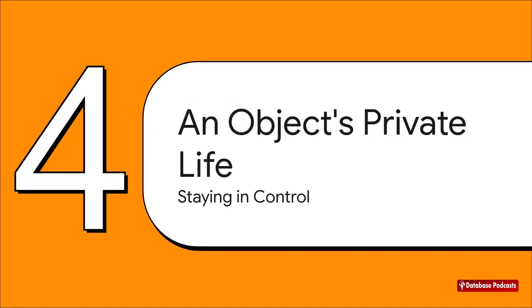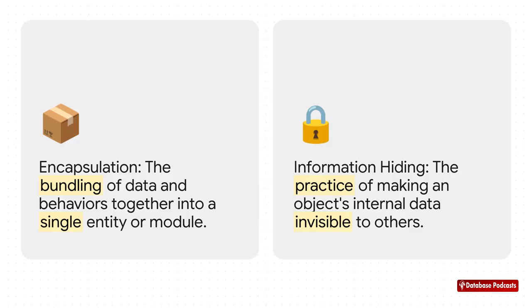All right, so with all these objects floating around and these sometimes tricky inheritance relationships, how do we keep them from stepping on each other's toes and creating total chaos? The solution is to give each object a little privacy, a way to protect its own internal business from the outside world. Now, there are two key ideas that make this work, and they often get mixed up. Encapsulation is the mechanism. It's the physical act of bundling the data and the methods together into that object we talked about. Information hiding, on the other hand, is the strategy. It's the design choice to hide the object's internal state, keeping it private, and only exposing a few safe public methods for other objects to use.